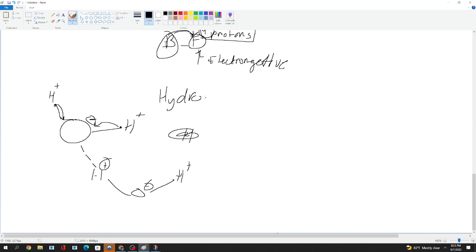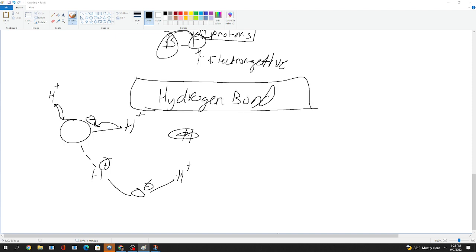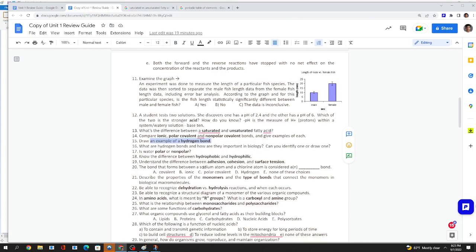You will have to probably draw that on the AP test. So know hydrogen bonds very well. And I'm going to describe their properties now. Why are hydrogen bonds, or what are hydrogen bonds? I basically just told you. It's when a water molecule binds to some other polar molecule, typically water though.